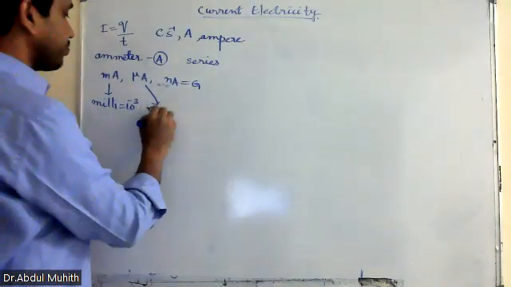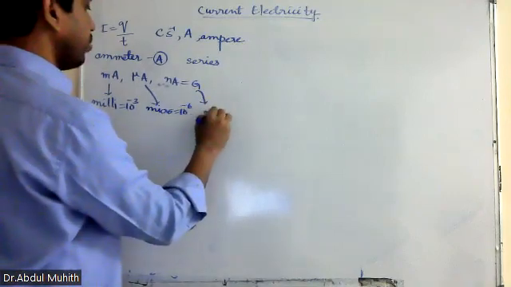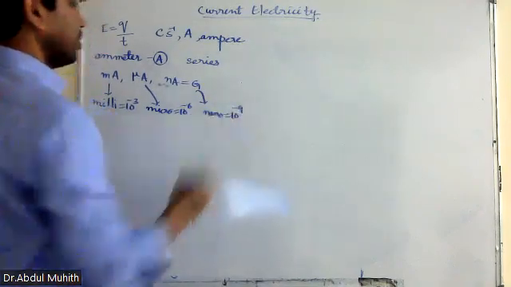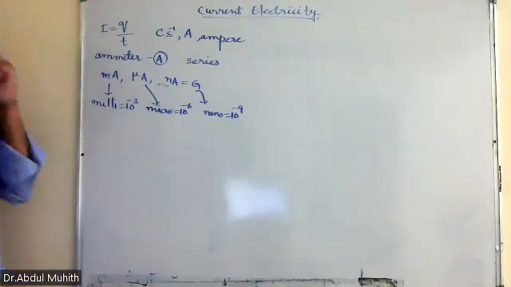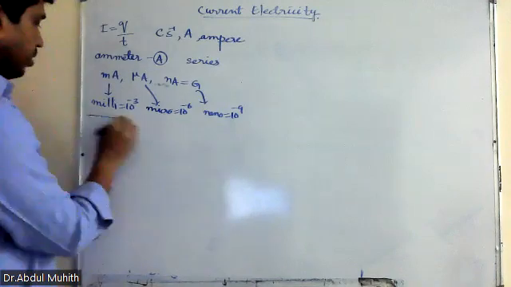And this is micro. Micro is 10 to the power of -6, and nano is 10 to the power of -9. Is that clear? Milli, micro, and nano.